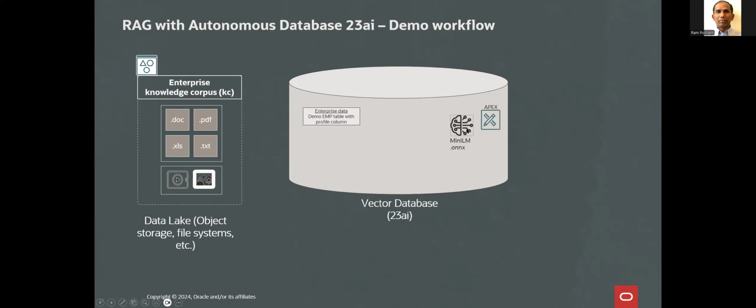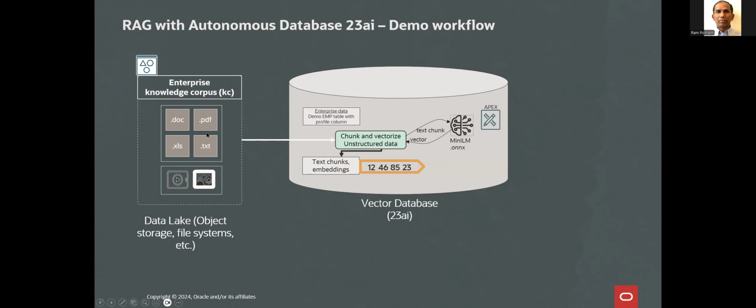Then within 23ai, you also can load a mini LLM. It's an embedding model for translating text into vector representation. So we're going to load that into the database. Then we will chunk these documents and get the vector representation using this embedding model, so we are using this model inside the database. You pass a piece of text and it gives you the vector representation.